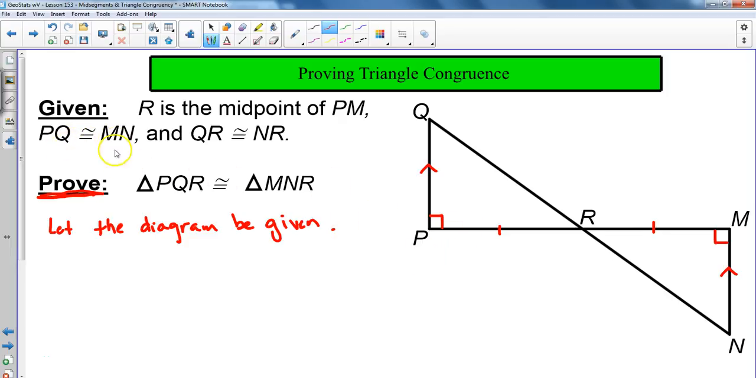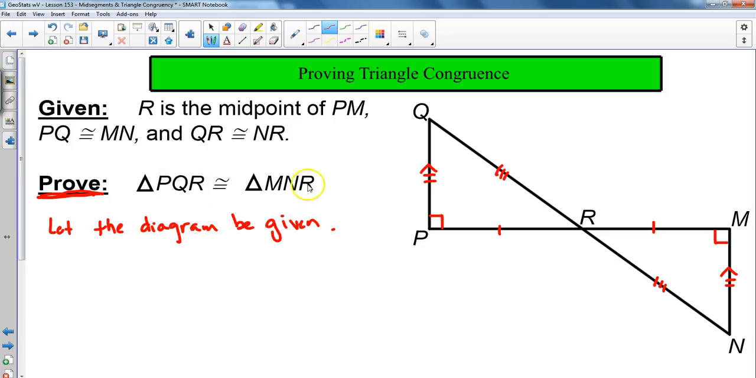Second one is that PQ is congruent to MN. So PQ right here, congruent to MN. Let's go ahead and make sure that we label that on our diagram. And QR is congruent to NR. QR is congruent to NR. So again, we can say let the diagram be given because I've taken all the given information, labeled my diagram, and that's the start of our proof.